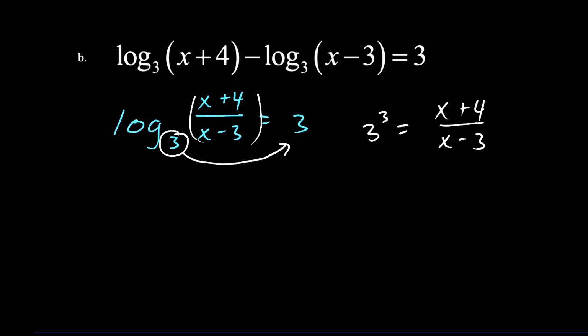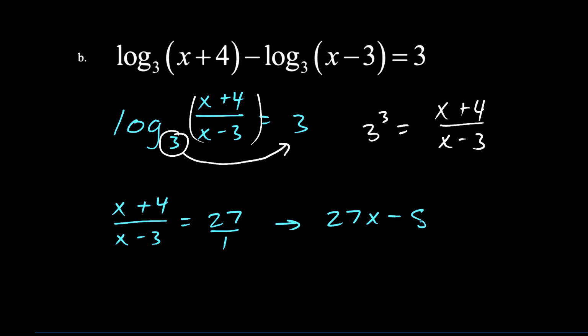All right, once we have that, let's just rewrite this a little bit more. We're going to have x plus 4 over x minus 3, and 3 to the third is 27. So to solve these, we could just multiply both sides by x minus 3. Some people like to say over 1 and cross multiply. So either way is fine. So I'd have 27 times x minus 3, which is 27x minus 81. And that will equal x plus 4.